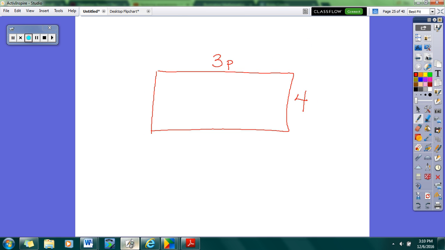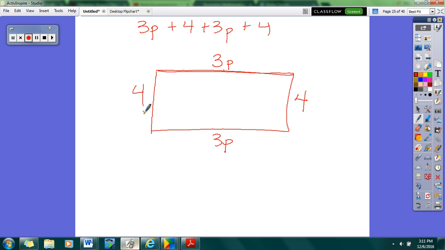Okay? I have a rectangle, and let's also find the perimeter of this rectangle. So in this problem, I see that my length is 3P. But because it's a rectangle, I know that I have 2 of them. I know I have 3P plus 4 plus another 3P plus 4. Okay, and that's going to give me my total perimeter.